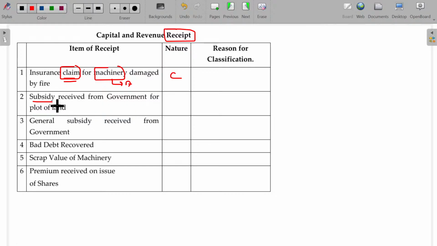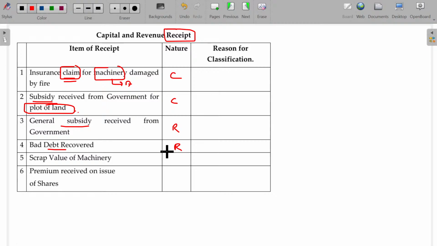Subsidy receipt from the government for what? Plot of land. Plot of land is what? Asset. Amount received for any asset will be capital. General subsidy receipt. General subsidy, not specific to any assets. Maybe some general revenue purpose also. So revenue. Bad debt recovered. Revenue. Usually you credit that in the P&L account, right?